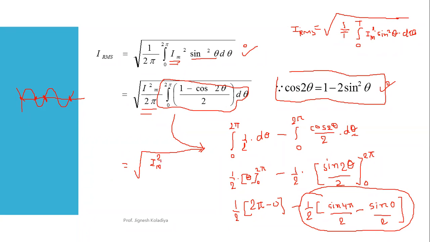Okay, so I'm getting Im square upon 2 pi multiplied by output of this integration, which is pi. So pi pi cancel. So what am I getting? Im upon root 2. Getting everyone?